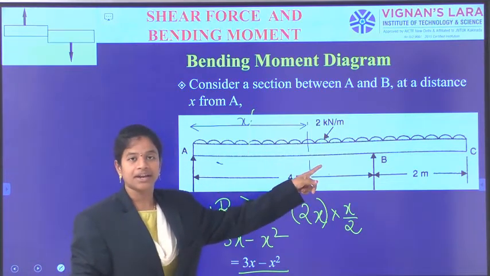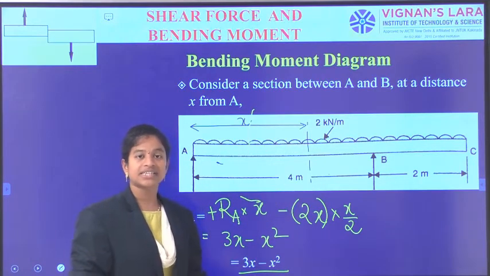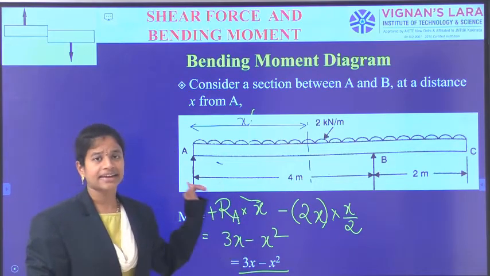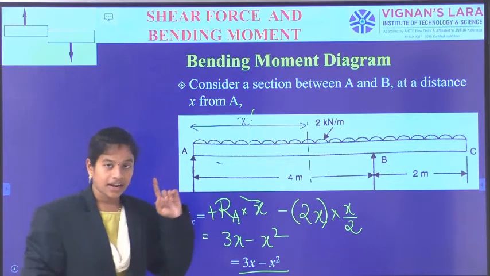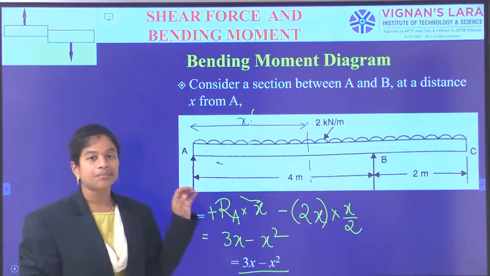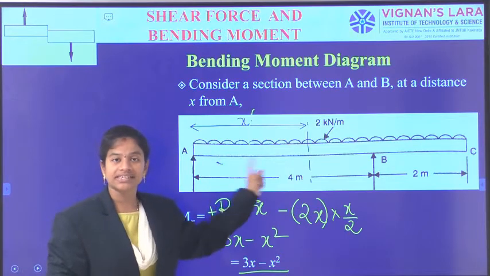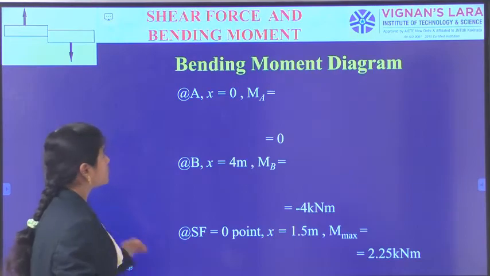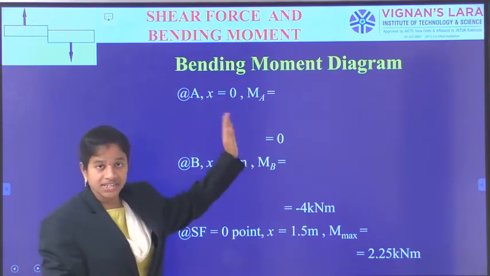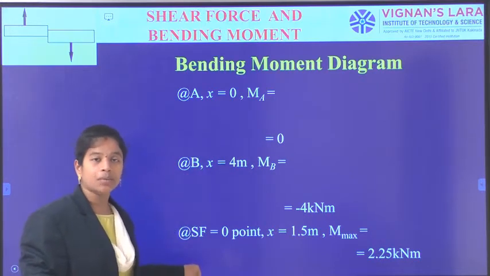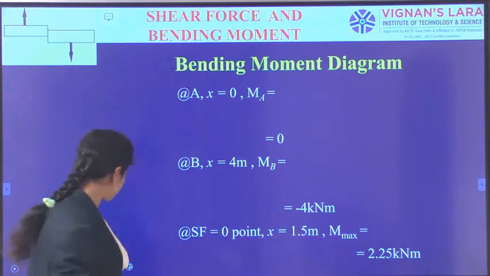So for the section between A and B, in this span the Mx equation is 3x minus x square. As we have this equation, we can calculate MA and MB. And also we need to calculate the bending moment at the point where the shear force is equal to 0 in this span. So for bending moment diagram generation, we further need to know the bending moment at A, the bending moment at B, and also the bending moment at the zero shear force point.